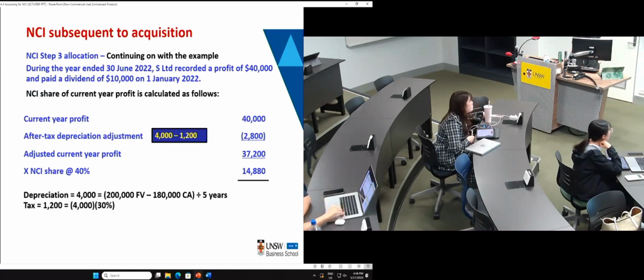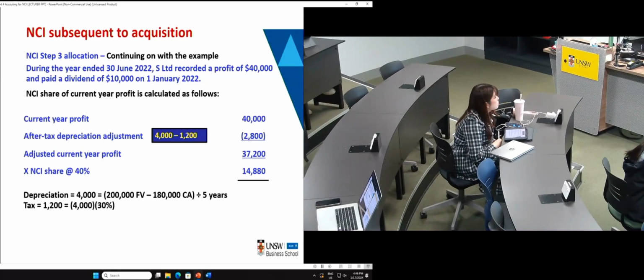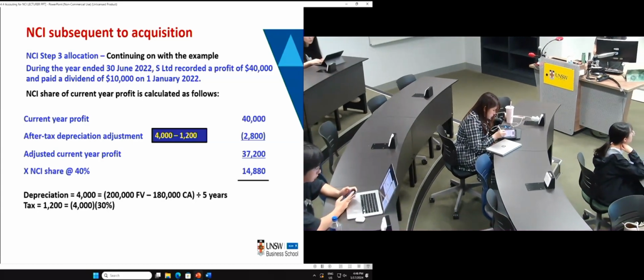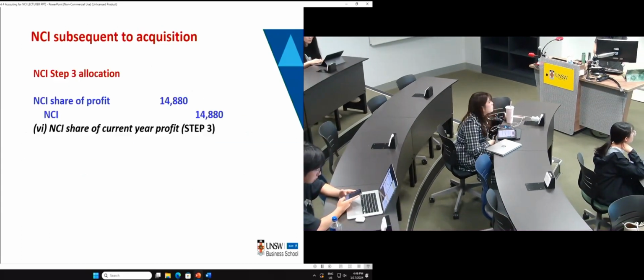So you can see the adjusted profit of the subsidiary then will be reflected in your consolidated accounts, right? So using reported profit 40,000 minus the depreciation adjustment in relation to the assets used by subsidiary, right? So adjustment effectively reduce subsidiary's profit by 2,800. So subtract these from 40,000, you will get adjusted current year profit of the subsidiary. Then we allocate that proportionally based on 40% to NCI. Because NCI receives a share of the profit in this example, we credit NCI and debit NCI share of profit.